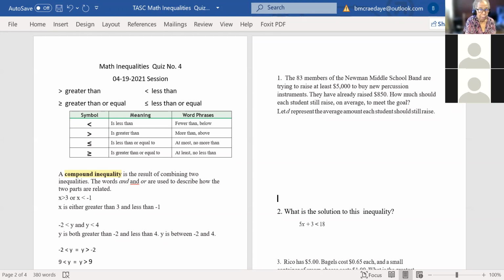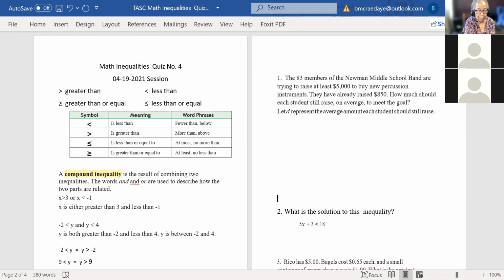The 83 members of Newman's Middle School band are trying to raise at least $5,000 to buy a new percussion instrument. They have already raised $850. How much should each student still raise on average to meet the goal? Let D represent the average amount each student should still raise.